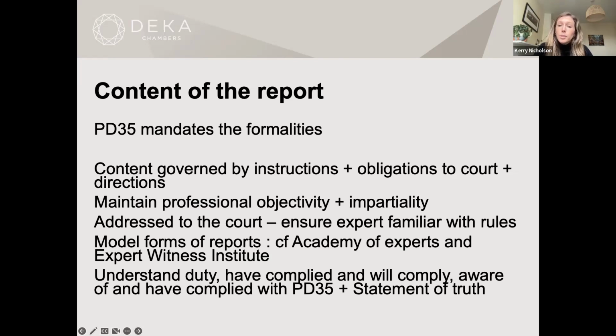It's also really important that the report contains a statement that the expert understands, has complied with, and will continue to comply with all of the duties upon them, as well as a statement of truth.